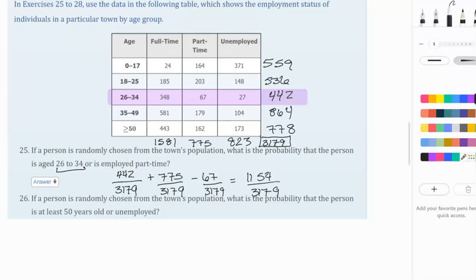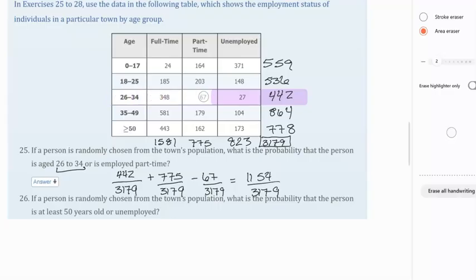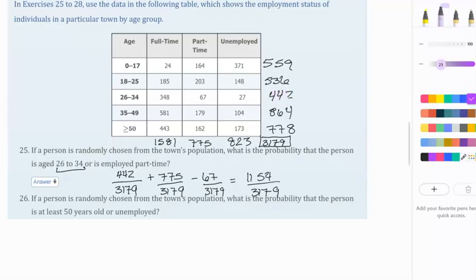Let's look at 26. If a person is randomly chosen from the town's population, what's the probability that the person is at least 50 or unemployed? So let's read that one. I'm going to see if it'll let me erase the highlight here. So at least 50 would be this, or unemployed would be this.